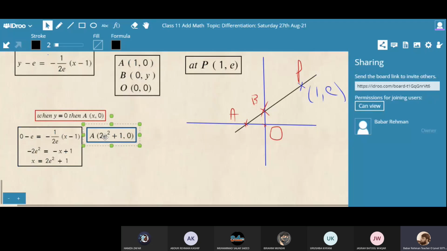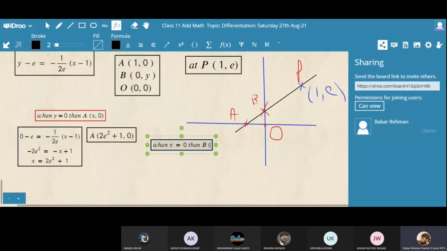Okay, now I will substitute the value of x. What will I do now? When x is equal to 0, the coordinates of B, x equal to 0, comma y.